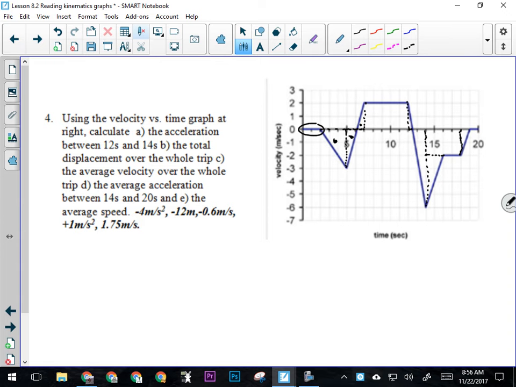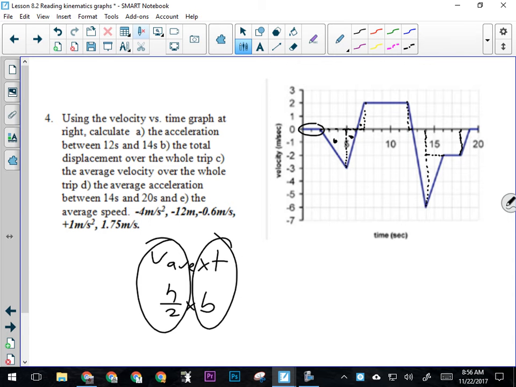I know that this first triangle takes 1, 2, 3 seconds. All right, so the time is going to be 3 seconds, and it changes its velocity from 0 to -3. All right, so we said we want to take the average velocity and multiply by time. Since the velocity is changing from 0 to 3, what's the average? 1.5. Okay, again, that's height over 2 times the base. Average velocity times time. Okay. So we're calculating the area, because calculating the area really just uses that formula.